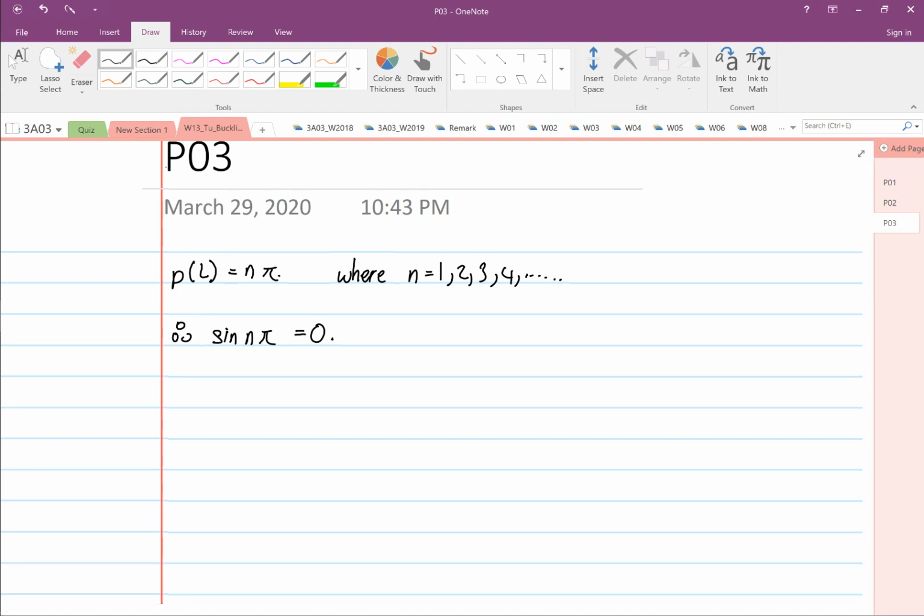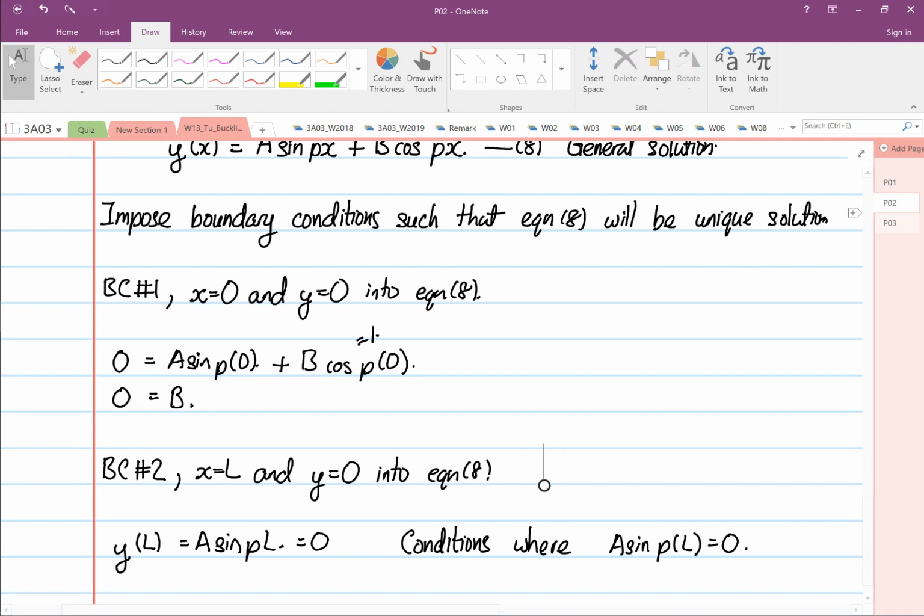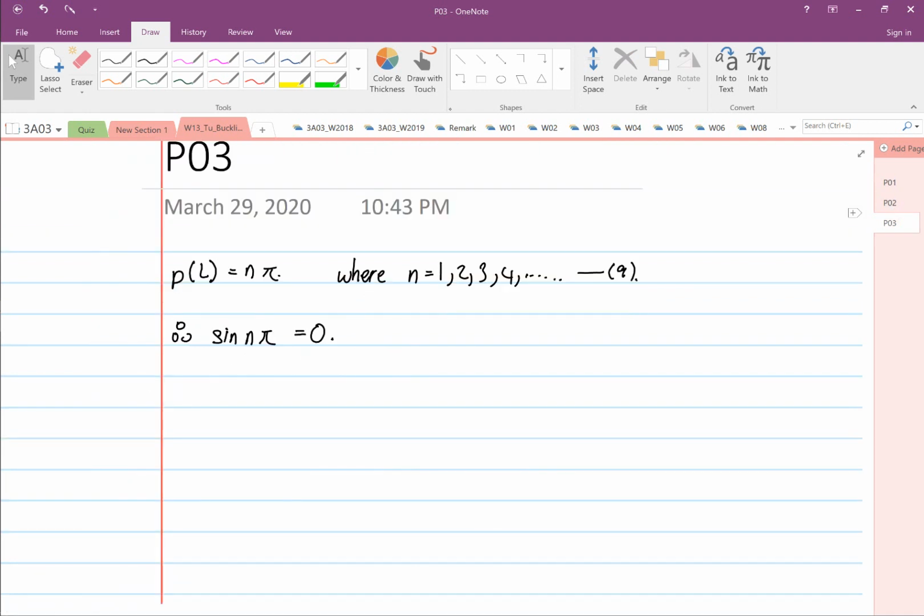So I'm going to call this equation number 9. So from equation number 9, we know that small p is equal to n pi divided by L.